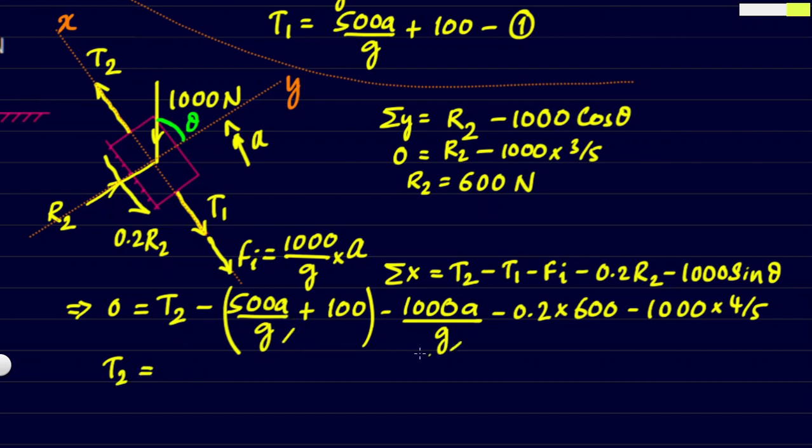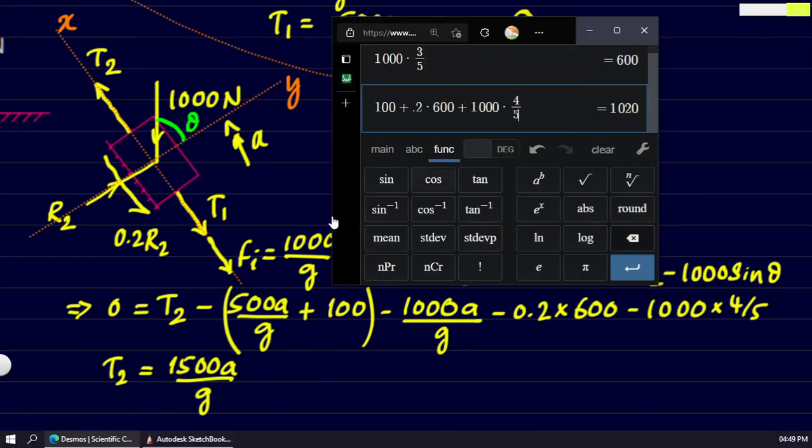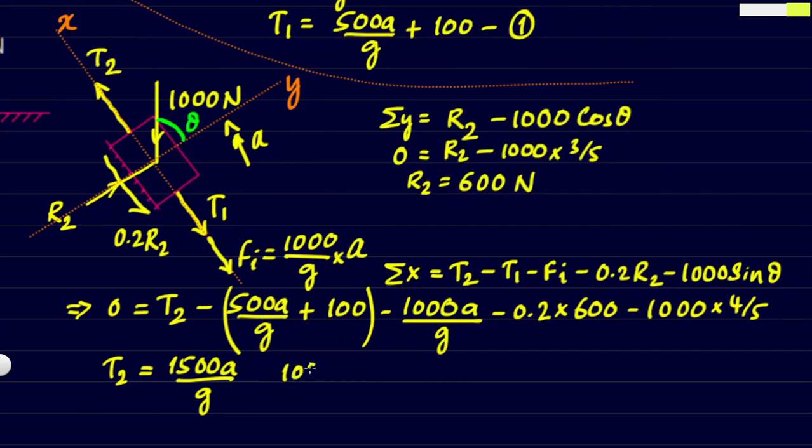So these two terms, the A terms, let us add them together. We get 1500 A by G. The other side it becomes positive. And of course, the remaining values, let us calculate. All the remaining constant values, when we add, we get a value 1020. On this side, of course, it's going to be negative, but when we send it to the other side, it becomes positive. Now this equation, let's call it equation number 2.